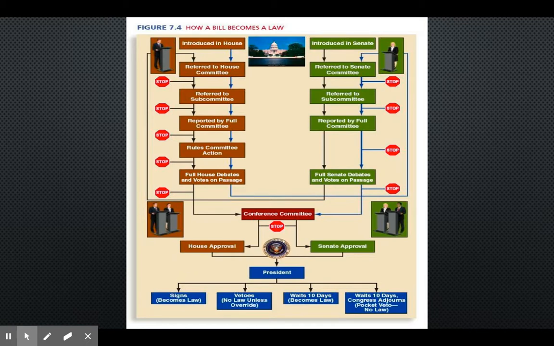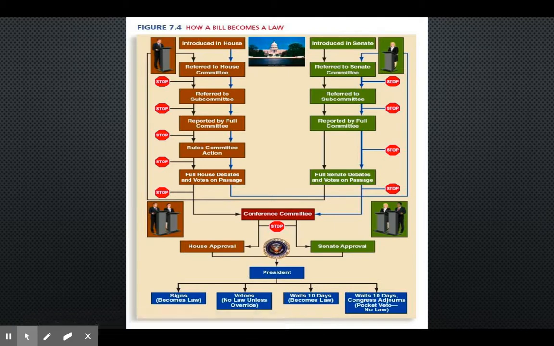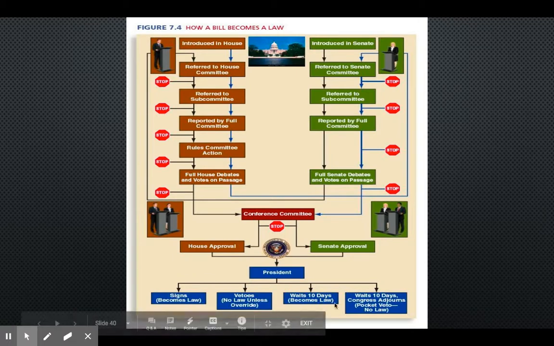And from there, it goes on to the president where he can either sign it into law, veto it, wait 10 days, so that's that inaction where it will automatically become a law, or there's what's called a pocket veto where he waits 10 days. Congress actually is going to adjourn because it's the end of a session and it will not become a law. So this is called a pocket veto. And we'll talk a little bit more about that in the presidency unit.